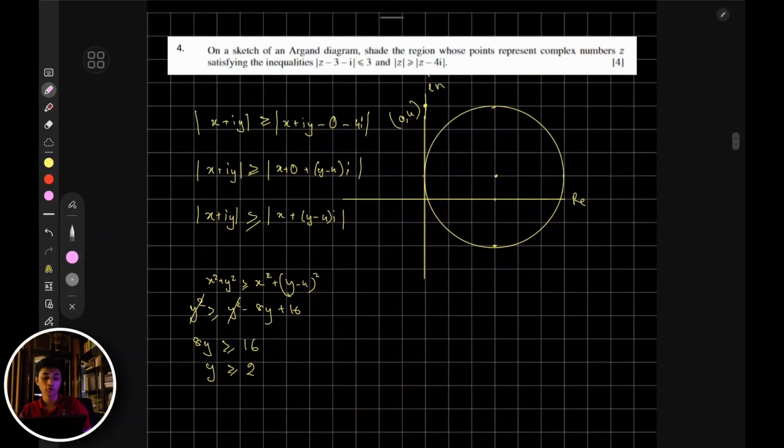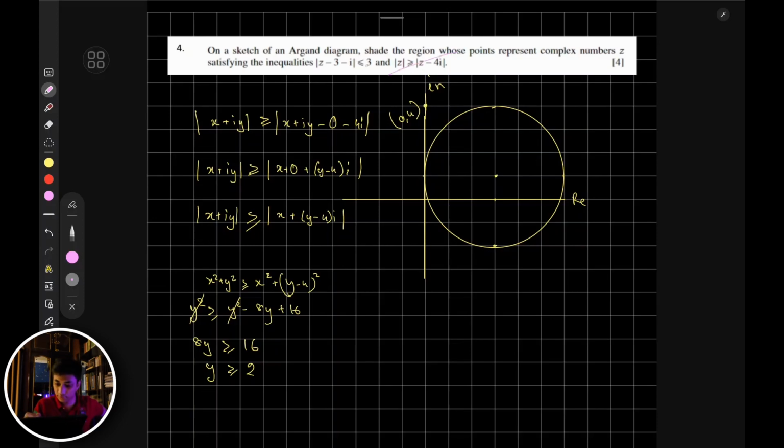Okay, question 4. On a sketch of an Argand diagram, shade the region whose points represent complex number z satisfying the inequality: the modulus of the difference between z and another complex number, 3 plus i, is always less than or equal to 3, and the modulus of z is always going to be greater than or equal to the modulus of z minus 4i.